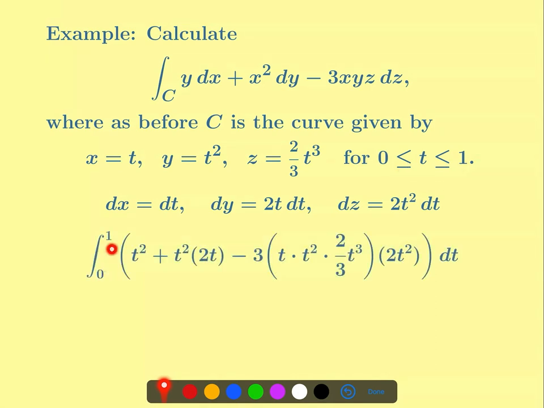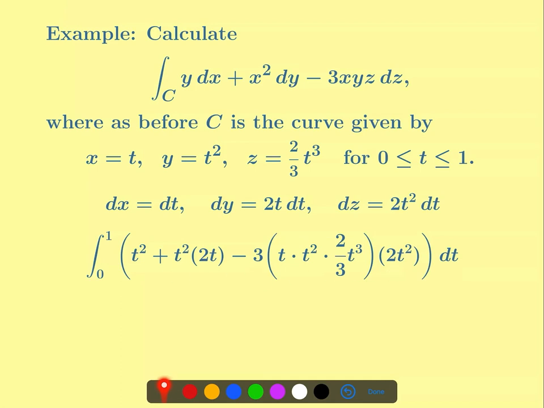t is going from 0 to 1 again. The y is t squared. dx is dt, so I have y times dx, t squared dt. Then I have x squared here. x was t, so that's giving me the t squared. dy was 2t dt. Then I have minus 3 times x, y, z. x is t, y is t squared, z is 2/3 t cubed. So that's the minus 3xyz. And then dz is 2t squared dt. So I have everything written out here then.